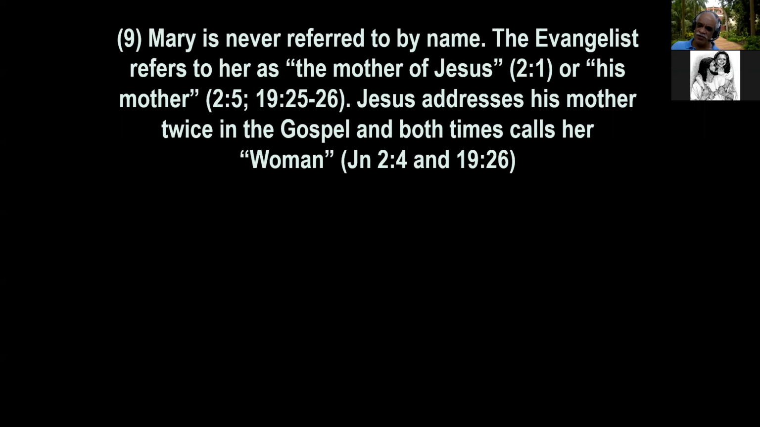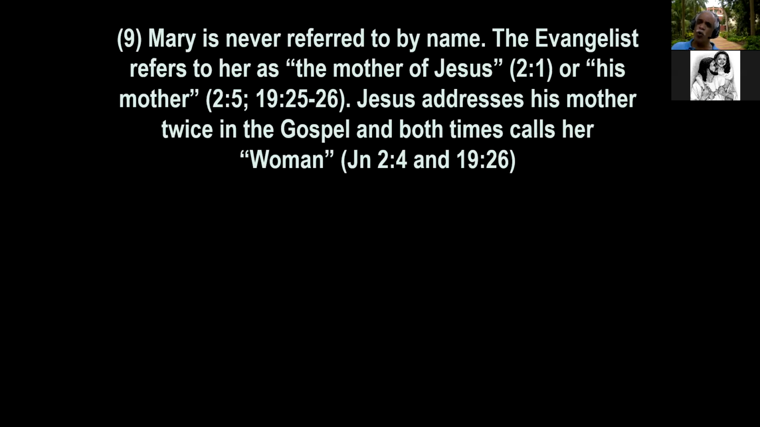Mary, the mother of Jesus, is never referred to by name in the gospel. The evangelist John refers to her by using two titles: the mother of Jesus, or his mother. So this is how the evangelist refers to Mary. In the Gospel of John, Jesus addresses his mother directly twice. And both times when he speaks with her, he calls her woman.